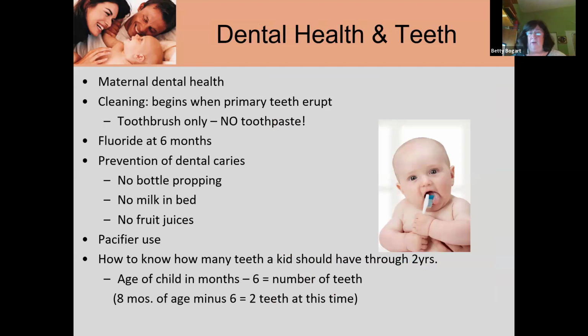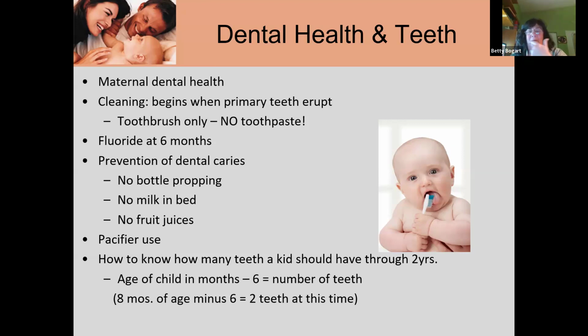Now, dental health, usually babies, they say at 6 months, should get their first tooth. Usually. It doesn't mean they all do. And again, I'll tell you, Christian, my children never got any teeth at 12 months. At 15 months, they got six. So, it happens that way.